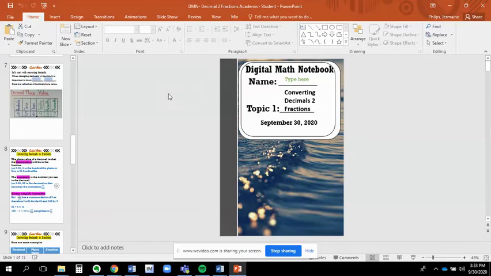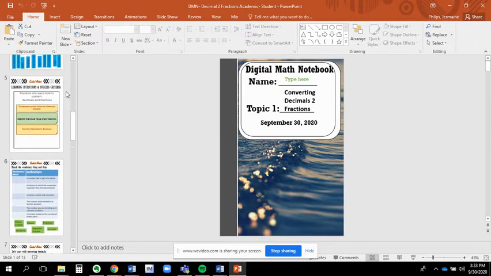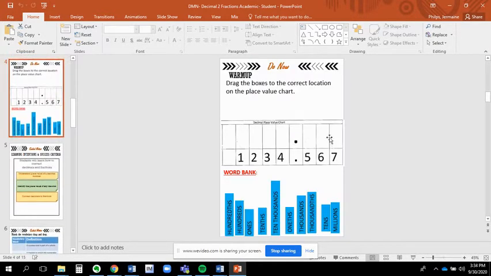All right, good afternoon. Let's look at another digital math notebook. This time we're talking about converting decimals to fractions. We worked on this September 30th. Let's go ahead and start with our do now, which is on slide 4.